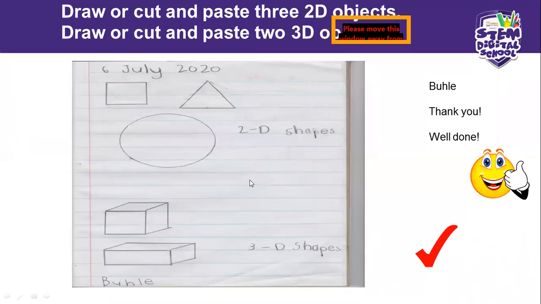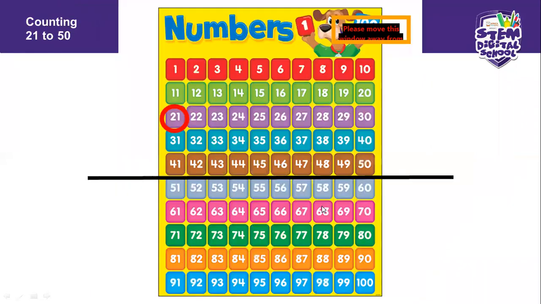Well done, Bushle. And we see here that Bushle chose not to cut and paste, but drew the 3D shapes. So there is a cube, and then there is a 3D shape of a rectangle. Wow, this is lovely. So Bushle, sharp, sharp, and well done to you. I look forward to sharing more of your homework. Great. So let's see what we have for today.